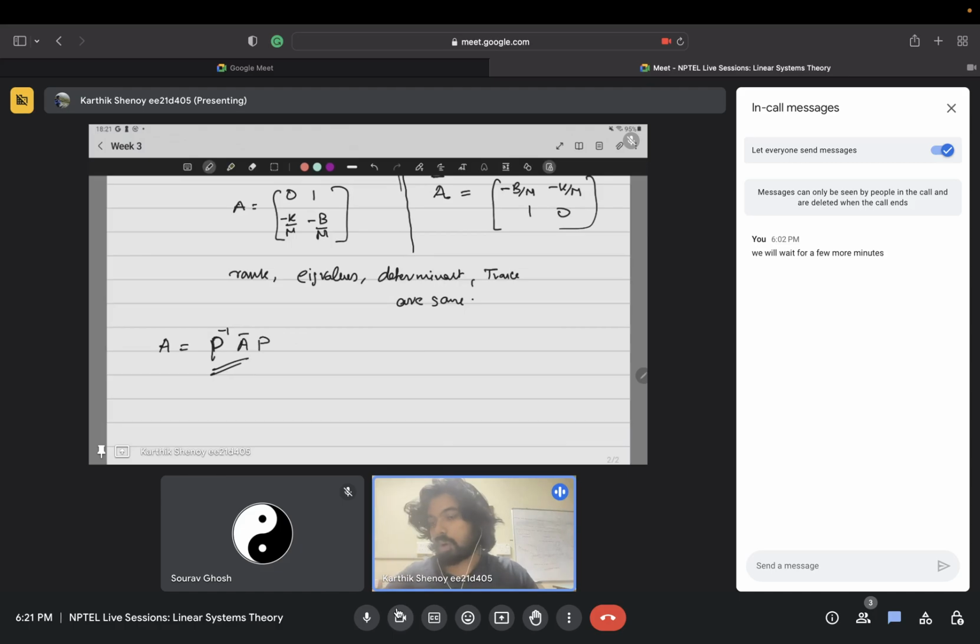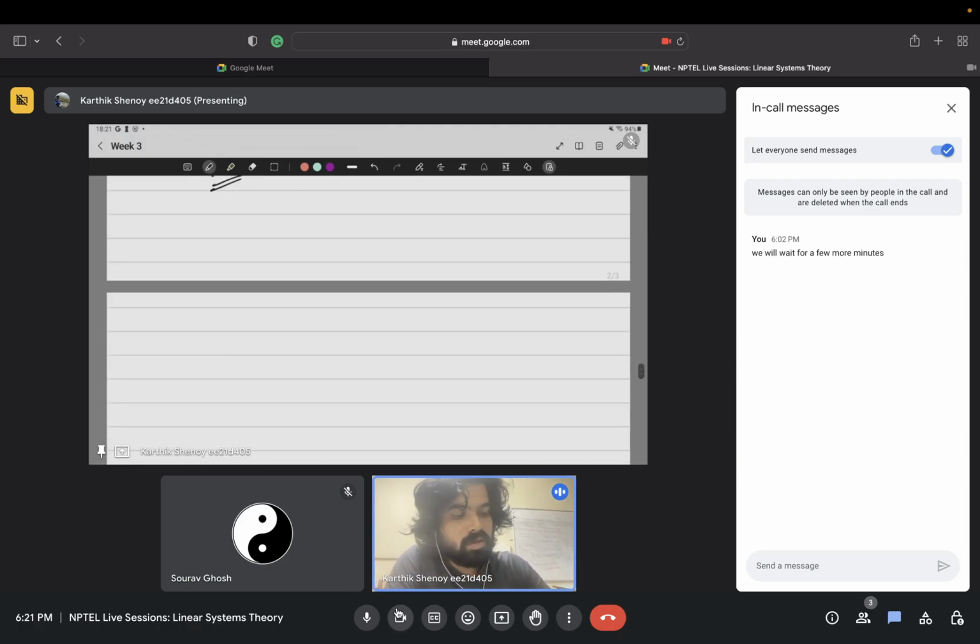So now we look at a problem. I am saying A is similar to B. Some people use the notation A is similar to B like this, some people use it with an equal sign. So A is similar to B. Now show that A raised to K is similar to B raised to K.